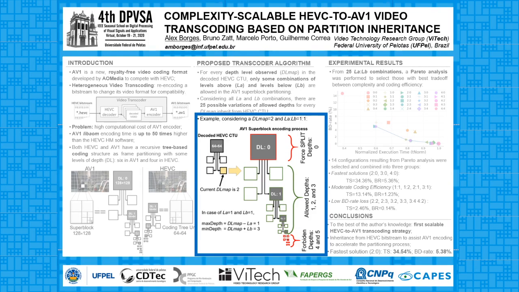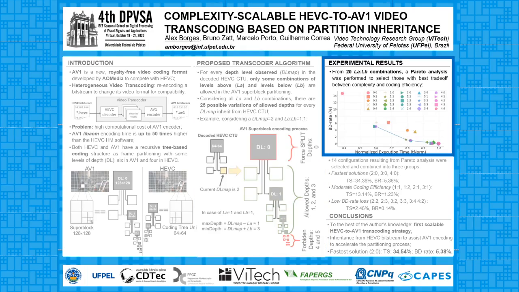If AV1 is processing a block with DL less than max DIP, then libaom will force split this block into 4 new subblocks. libaom processes these blocks recursively. So, for this example, DL with values from 1 to 3, which is the min DIP value, can be split and chosen. Our algorithm forbids libaom to perform partitioning beyond min DIP.